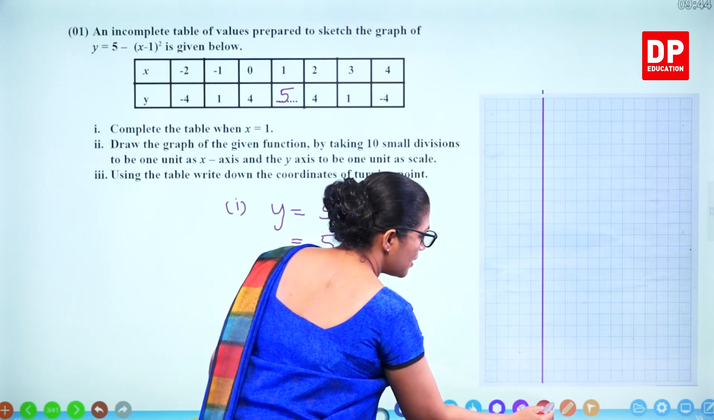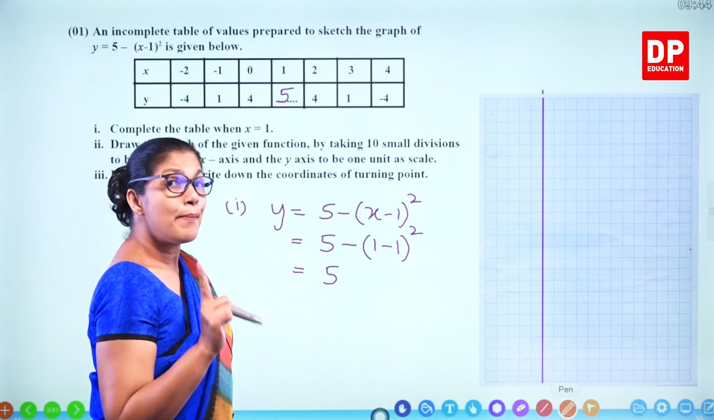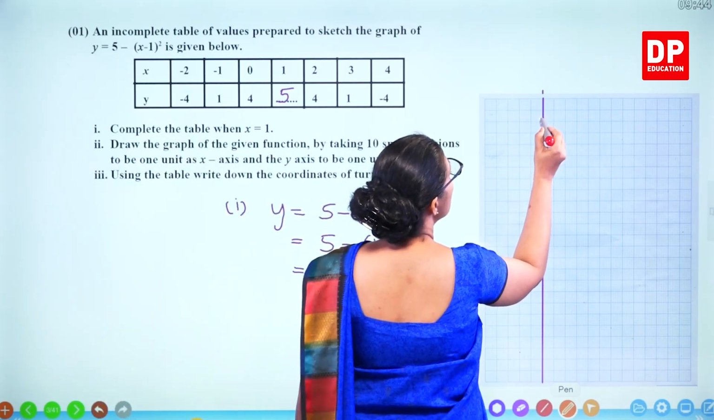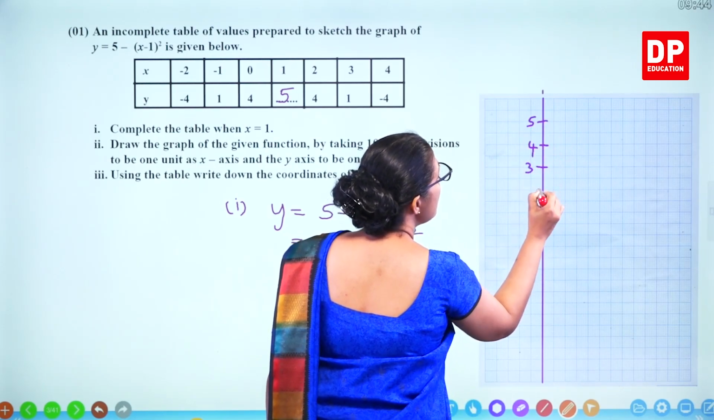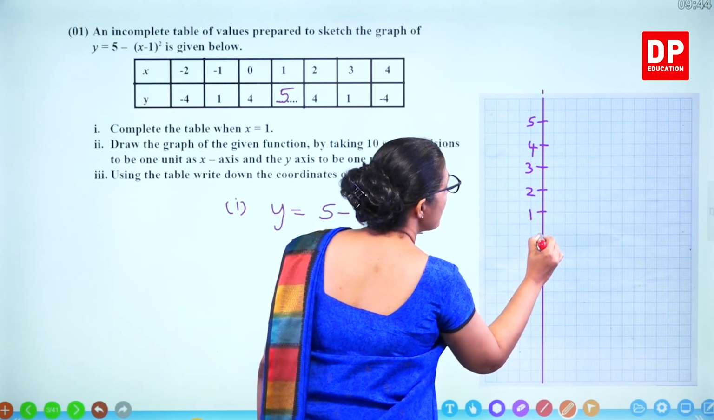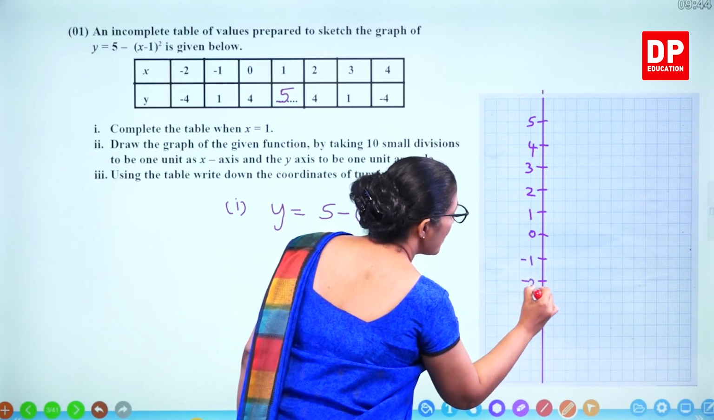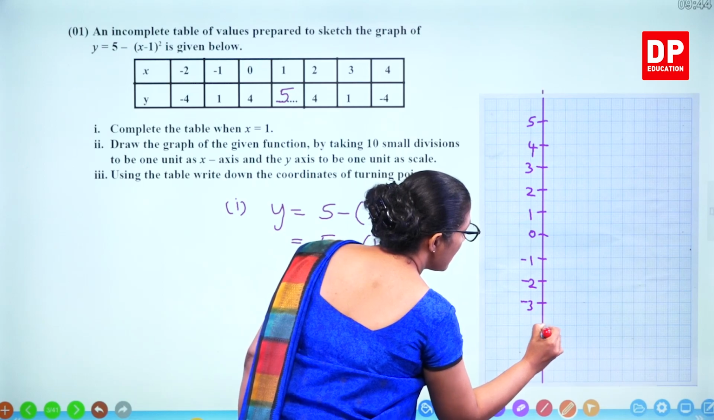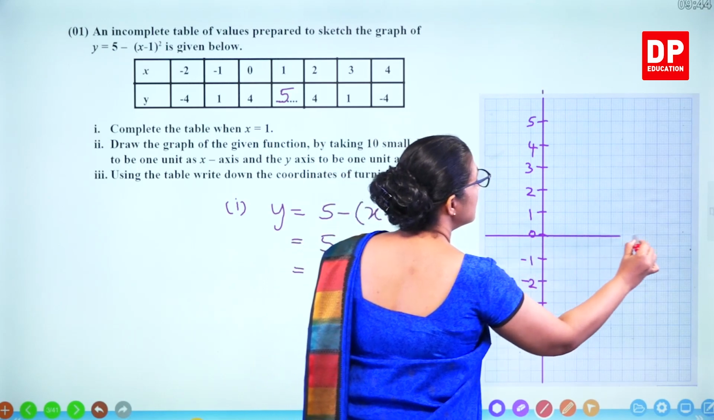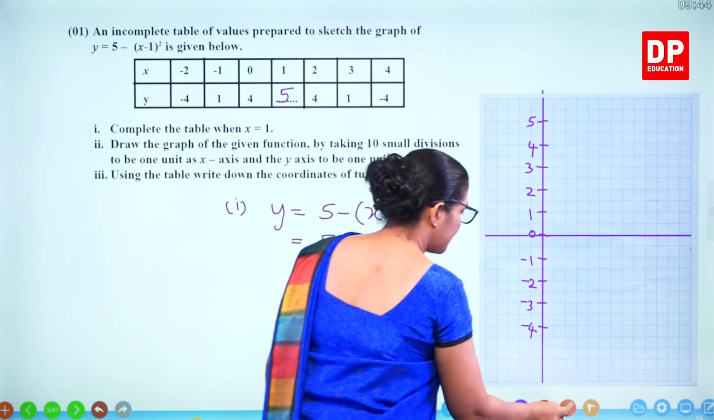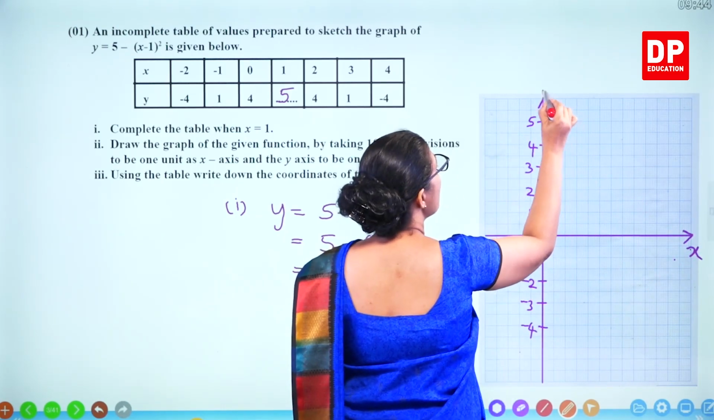You can first draw the y-axis, then label the numbers. Y maximum is 5, so you can start here with 5, 4, 3, 2, 1. This is 0. Minus 1, minus 2, minus 3 and minus 4. Now you can draw the x-axis. This is x and this is y.